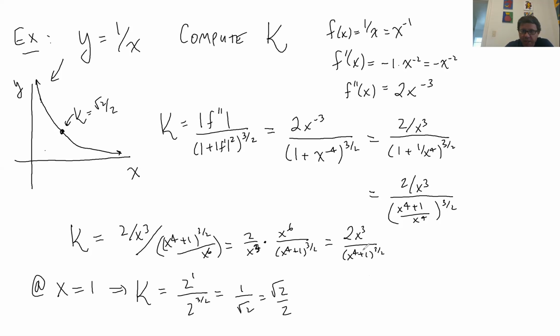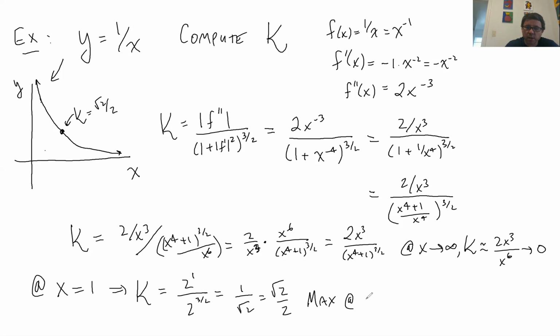As x gets really, really big, this denominator, as x gets really big, the kappa looks approximately like 2x cubed over x to the 6th. So if x is really big, this plus 1 is going to be irrelevant compared to x to the 4th. So x to the 4th raised to the 3/2 power is x to the 6th. So this thing is definitely going to 0, just like I expect, because it's straightening out and getting more like the line.